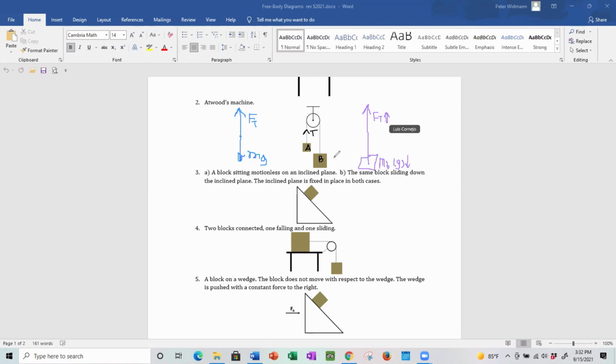Okay, you've got the right idea. But let's develop a convention for this. Put a little dot there. Don't actually draw the block. And have the arrows come out of your little dot. So this becomes mg, and this becomes the tension force, or F sub t if you prefer. But that's essentially what you wrote, right? Yeah. Okay, very good.